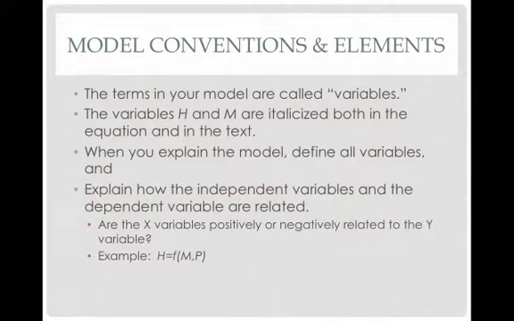So here's an example. I've made my little model a little bit more complicated by adding a P term. Okay, so let's say I have health is a function of M, money, and P, pollution. Then I'd have to say, okay, well, if money goes up, then I think that there's better health or more health. And if pollution goes up, I think there's less health. So money is positively related to health, more money, more health. Pollution is negatively related to health, more pollution, less health. So that's my model, and that's how I explain it.